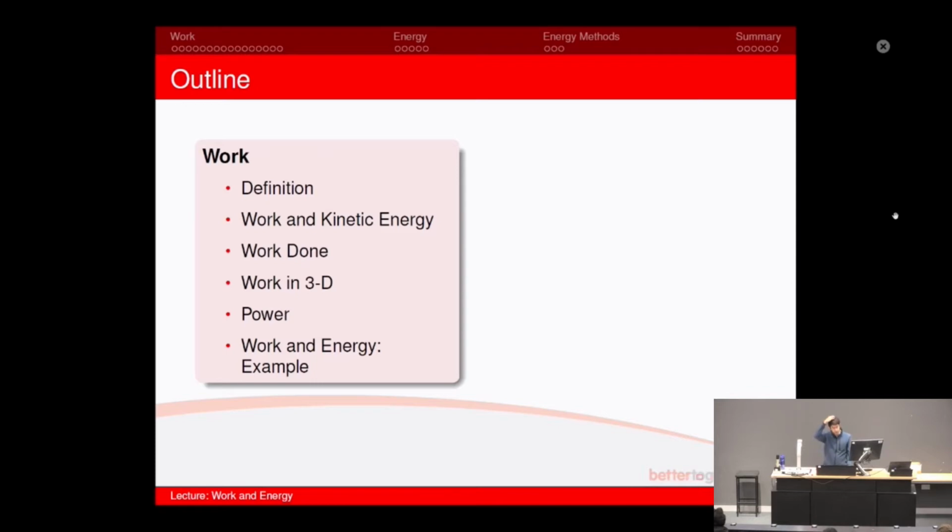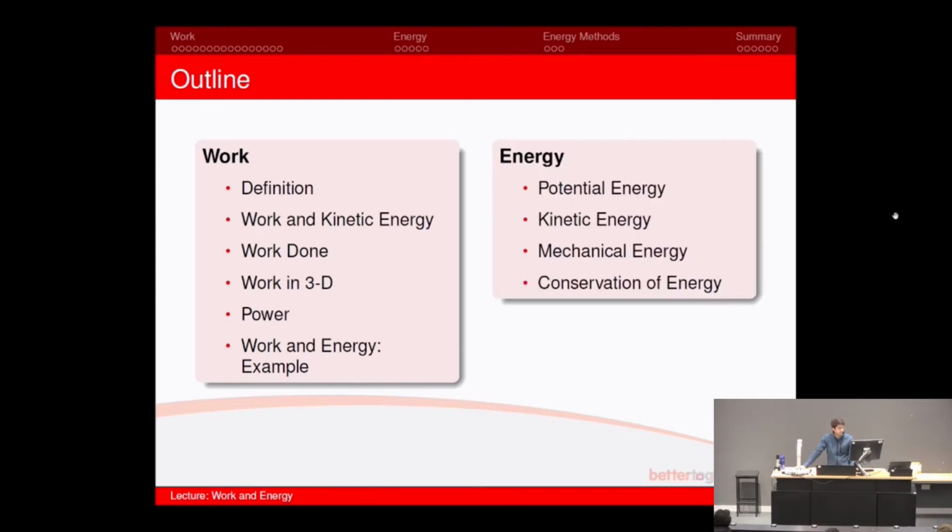All right, so the outline, like I said, we're going to have a look at how to calculate work. Basically, we're going to look at the definition, work and kinetic energy, different ways you can look at how work is applied, one-dimensional, two-dimensional, three-dimensional, where vectors come in play again, and then how we can calculate the power and the work and energy example at the end, just to see that you do understand all the equations that I'm throwing at you.